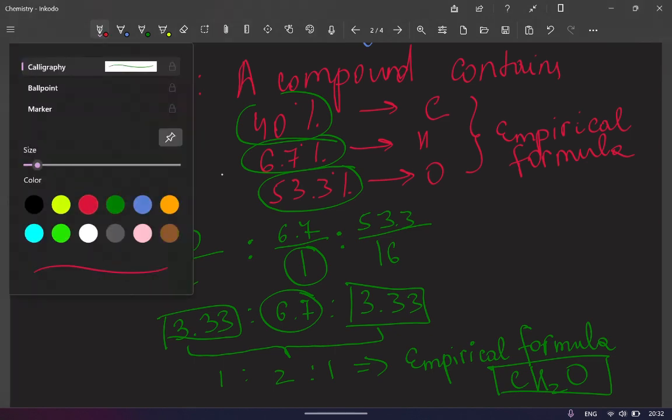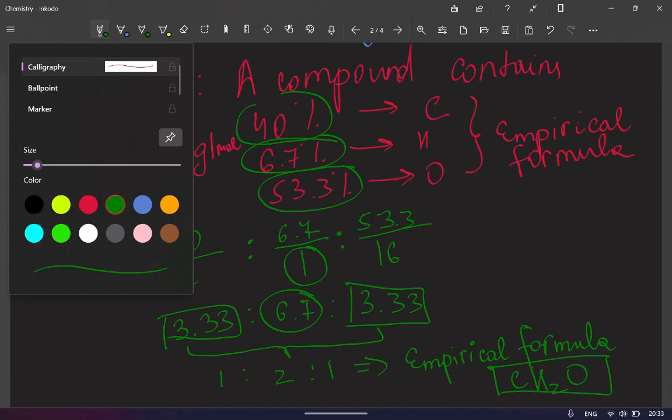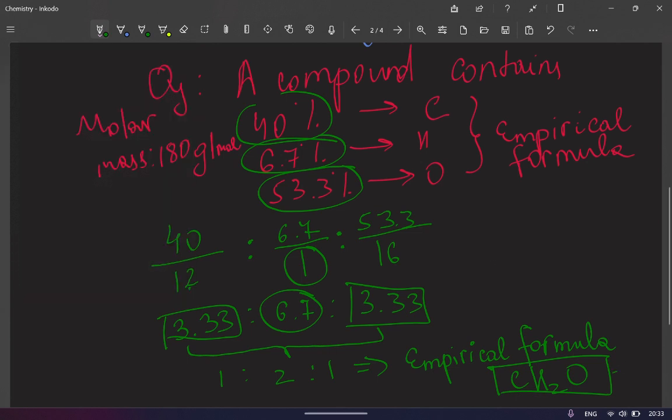They're given a molecular mass in the question itself. Let's say the question says the molecular mass of this unknown compound is 180 grams. Not molecular, I'm sorry. It should be molar mass. Molar mass is 180 grams per mole. So with this information, we can find the molecular formula using the empirical formula.